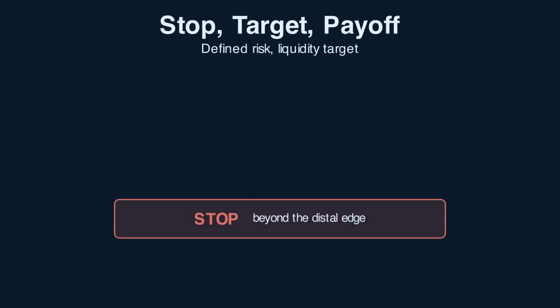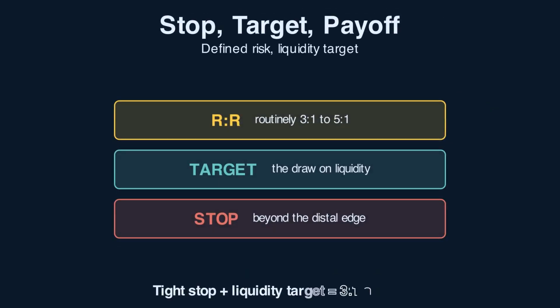Your stop goes just beyond the distal edge, the far side of the gap. If price fully fills and closes through the inefficiency, your idea is invalid. That's your line, not a random dollar amount. Your target is the draw on liquidity, the next pool of buy-side or sell-side liquidity price is reaching for, an old high, an old low, a set of equal highs or lows. Because your stop hugs the gap and your target is the liquidity, precise fair value gap entries routinely deliver 3 to 1, 4 to 1, even 5 to 1 without forcing it.